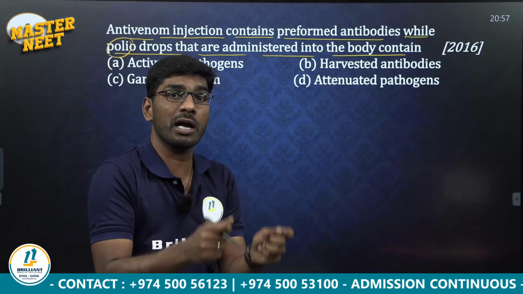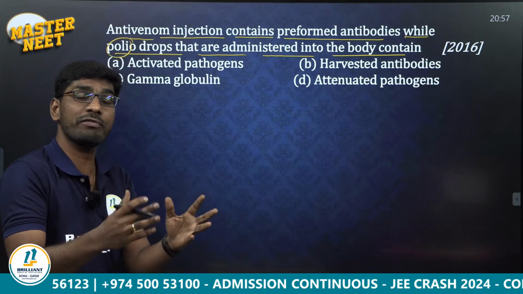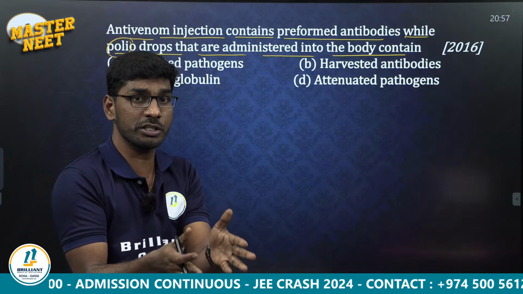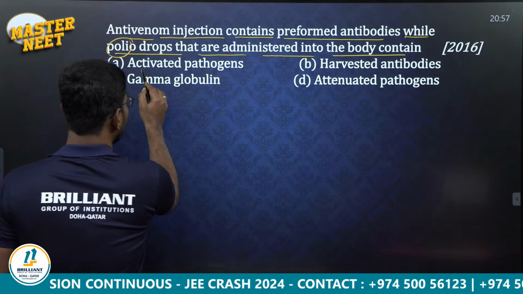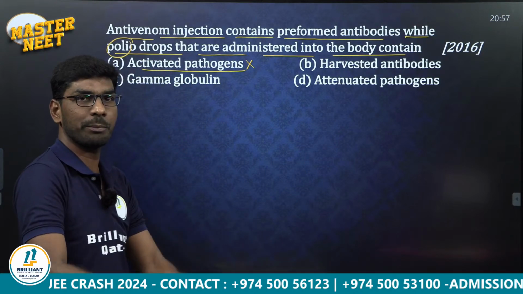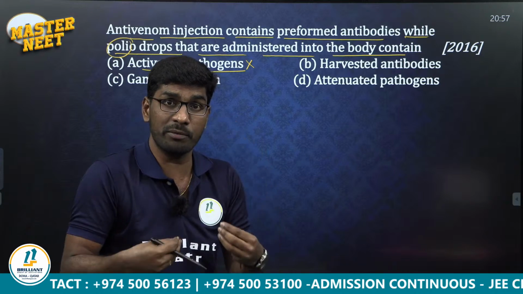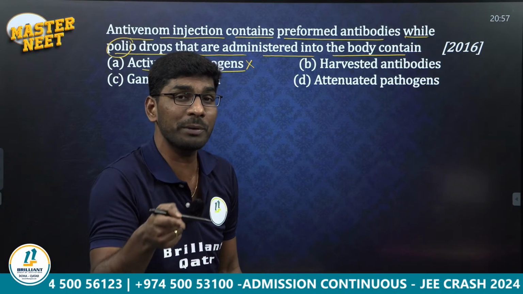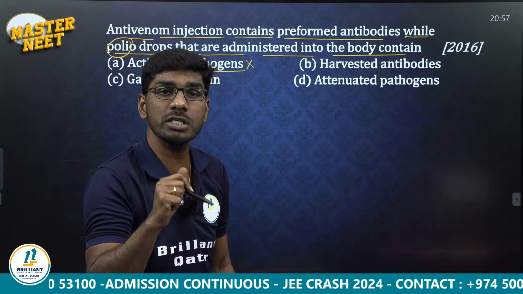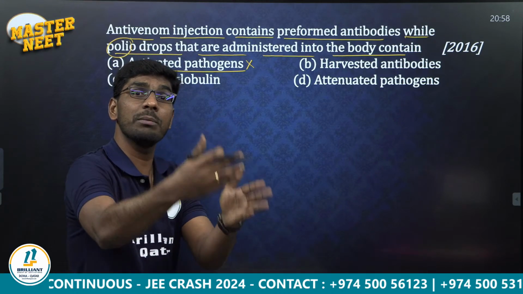Artificial active acquired immunity. In this process, what kind of antigens will we introduce into the person? First one is activated pathogen. No, we will not administer activated pathogen. If activated pathogens enter our body naturally, the body prepares antibodies. What type of immunity is that? Humoral immunity. That is natural active immunity.